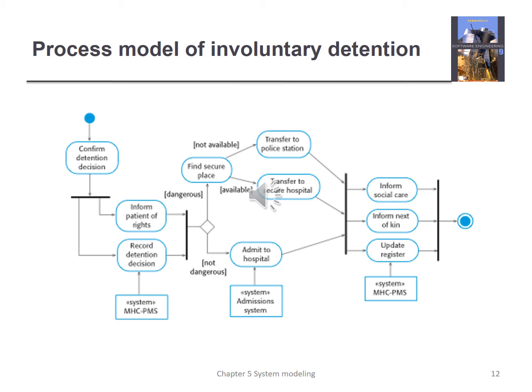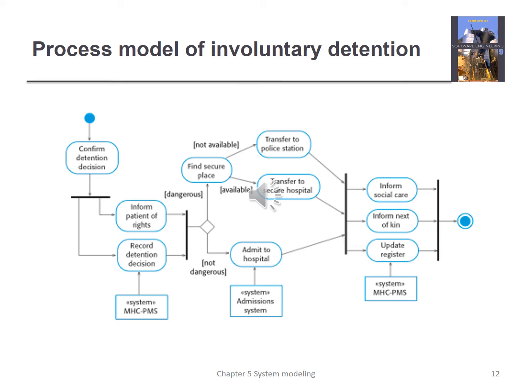First of all, they have to confirm the detention decision. They have to really decide that, hey, they are going to detain this patient. So the first thing they do is inform the patient of their rights. It's exactly like when the police arrest someone and give him his rights. Then they record the detention decision, and these two processes are part of the mental health care patient management system.